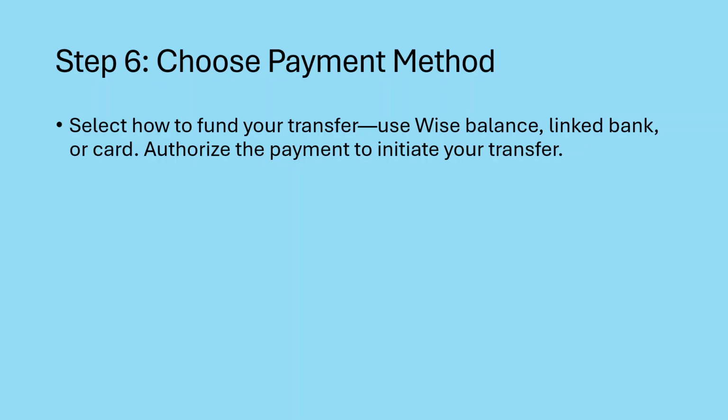Step 6. Choose your payment method. Select how you want to fund your transfer. You can use Wise Balance, linked bank, or card. Authorize the payment to initiate your transfer.